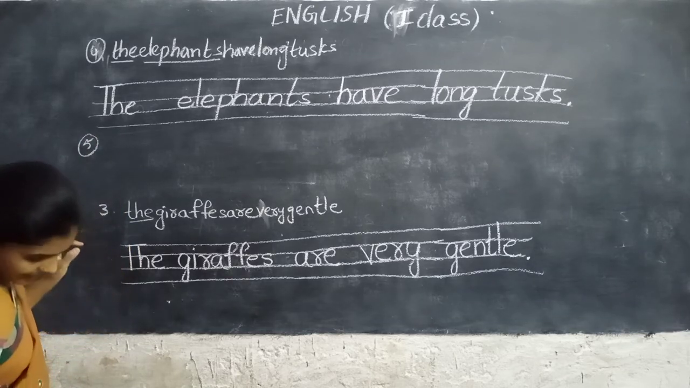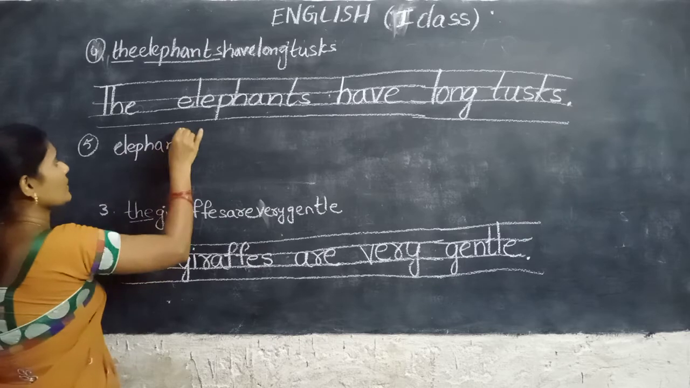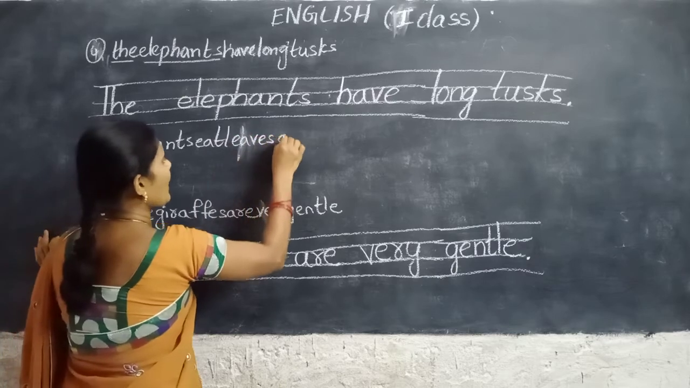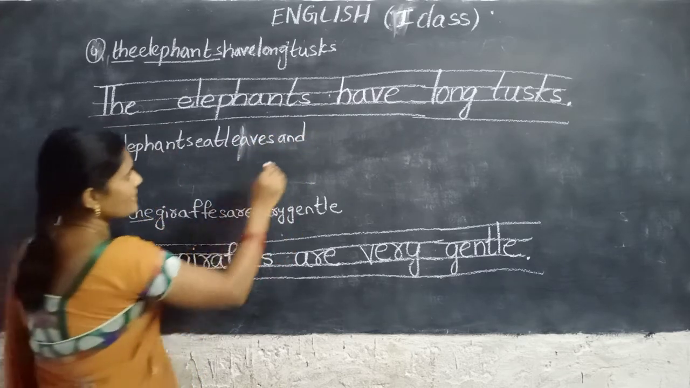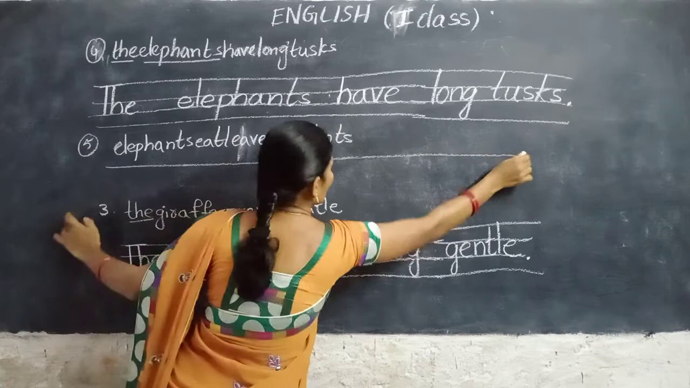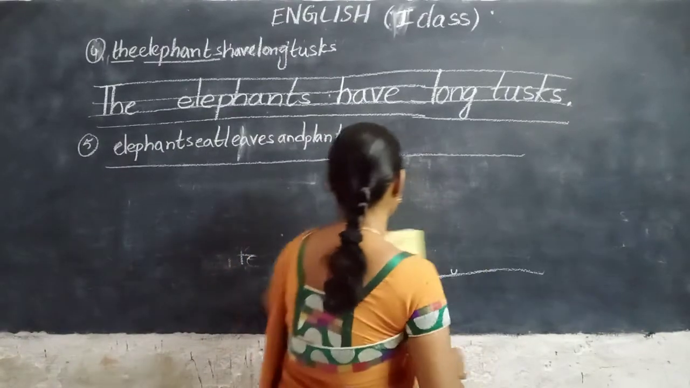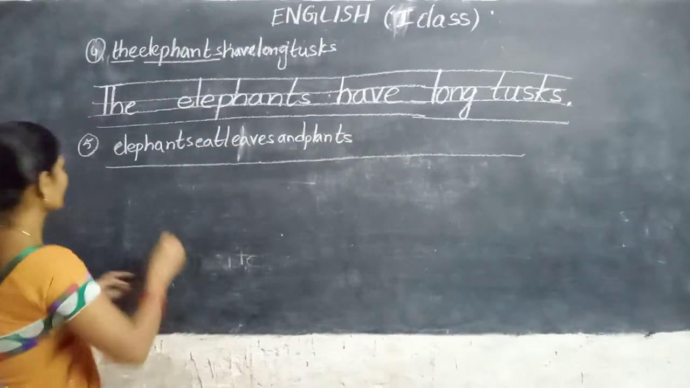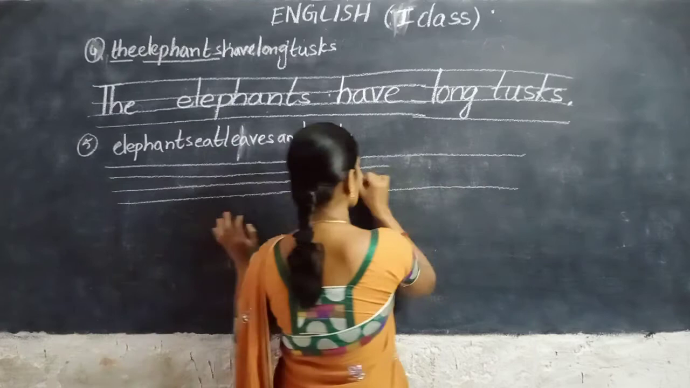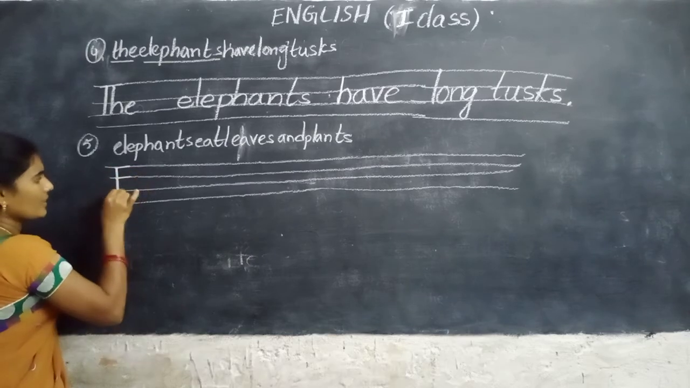Elephants eat leaves and plants. Elephants. Eat. Leaves and plants. Elephants, E should be capital. E capital pettali.